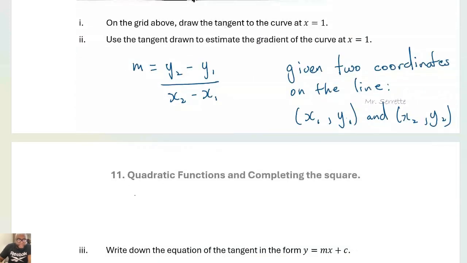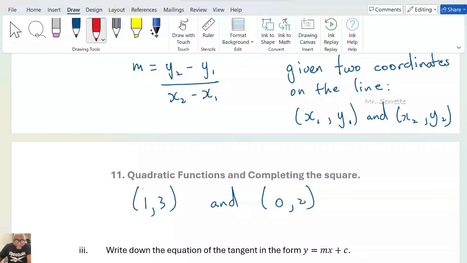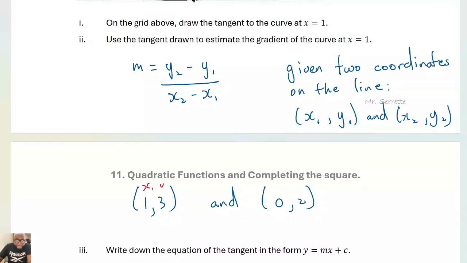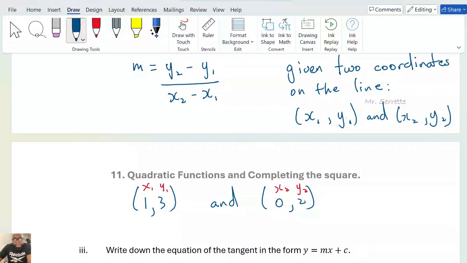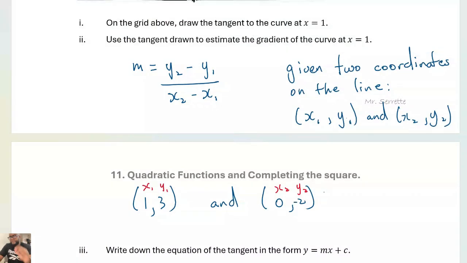So I just want somebody to give me the coordinates here again. It was (1, 3) and (0, -2). So I'm going to put a little x1 above here. So this is your x1, this is your y1, this is your x2, this is your y2. This is -2. Right, everybody good? Negative 2.